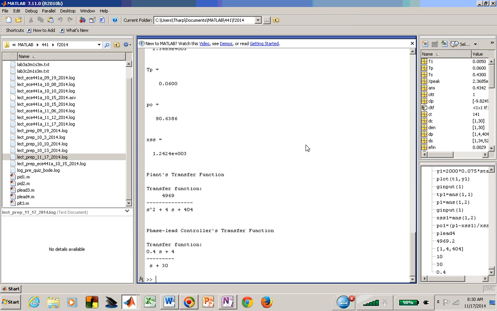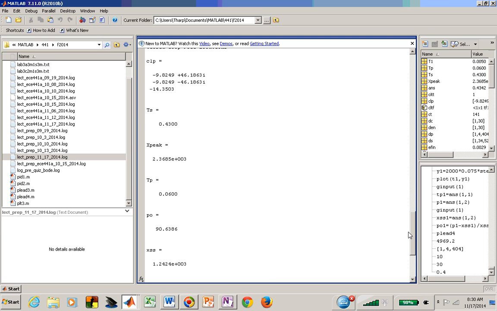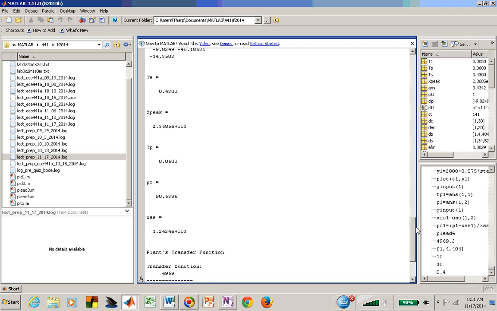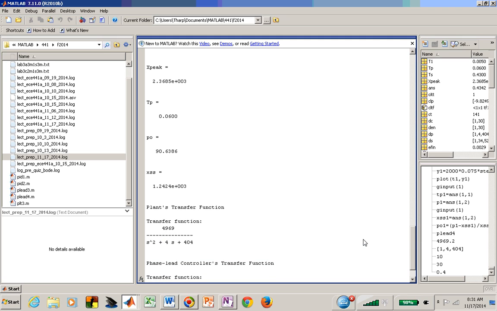If I go back here, this phase lead will actually tell me my closed loop poles are at minus 9.8 plus and minus j46. I have another pole at minus 14. My settling time is 0.43. My peak is 2.3. My percent overshoot is 90%, so now I'm worse than the open loop, but I could see that because of where my dominant poles were located.